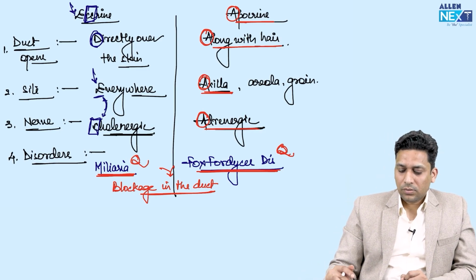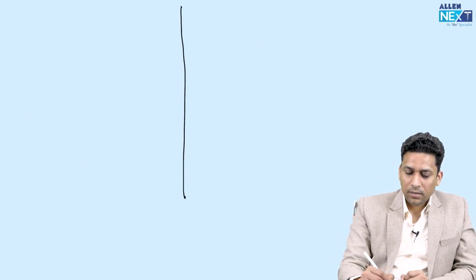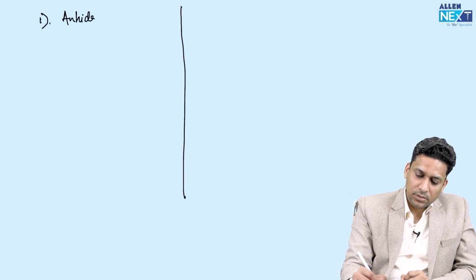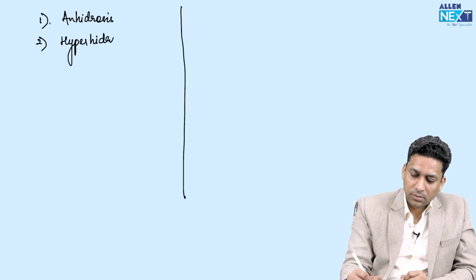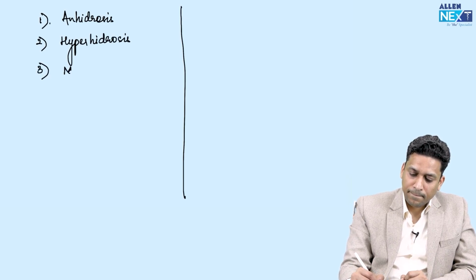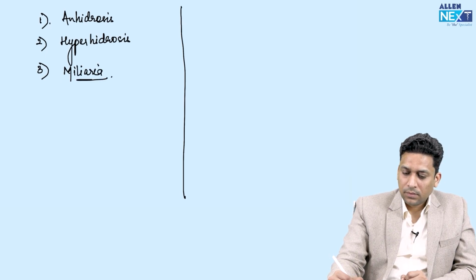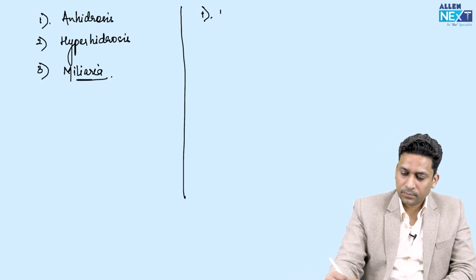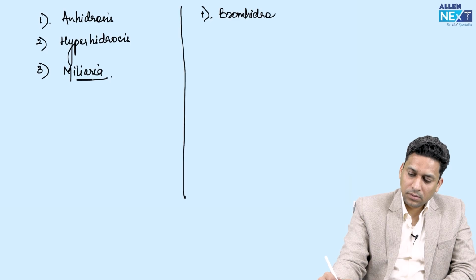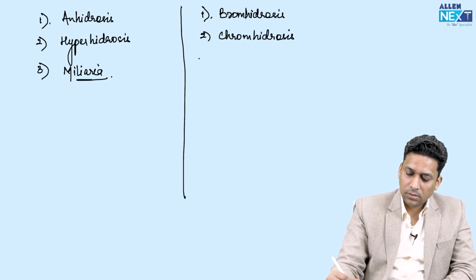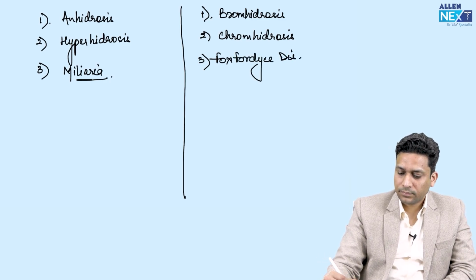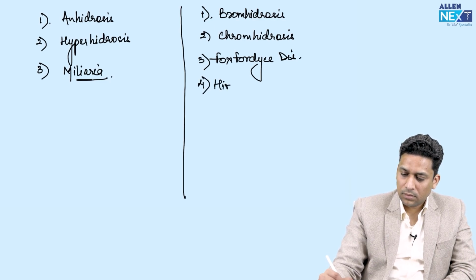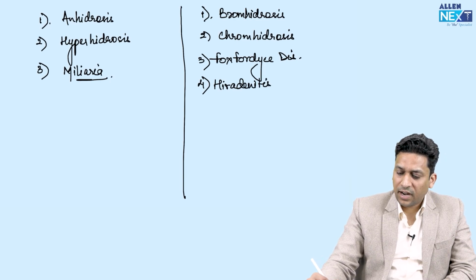Now there are other disorders as well. The disorders which are related to eccrine are anhidrosis, hyperhidrosis, miliaria, while the disorders of apocrine are bromhidrosis, chromhidrosis, Fox-Fordyce disease, hidradenitis suppurativa.